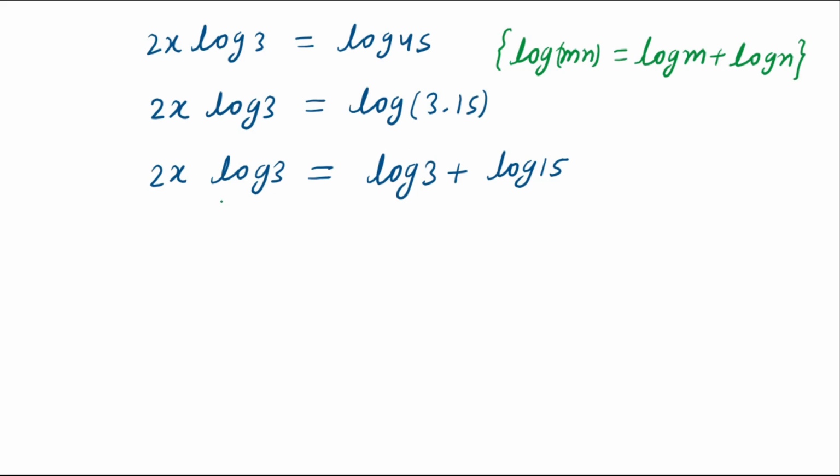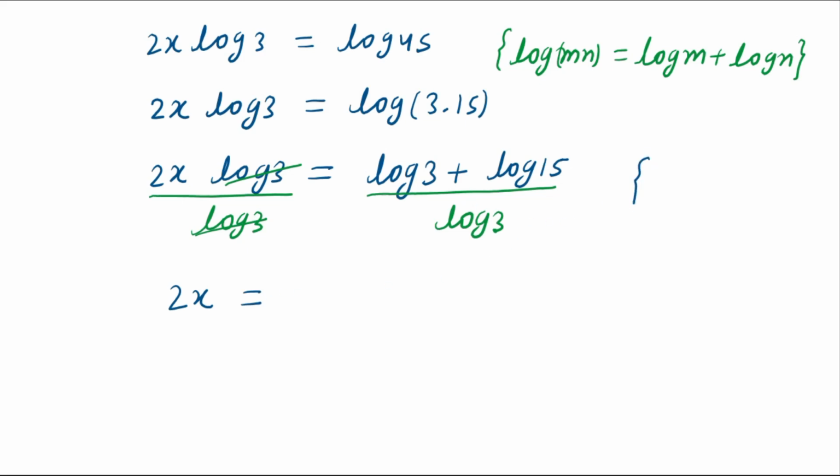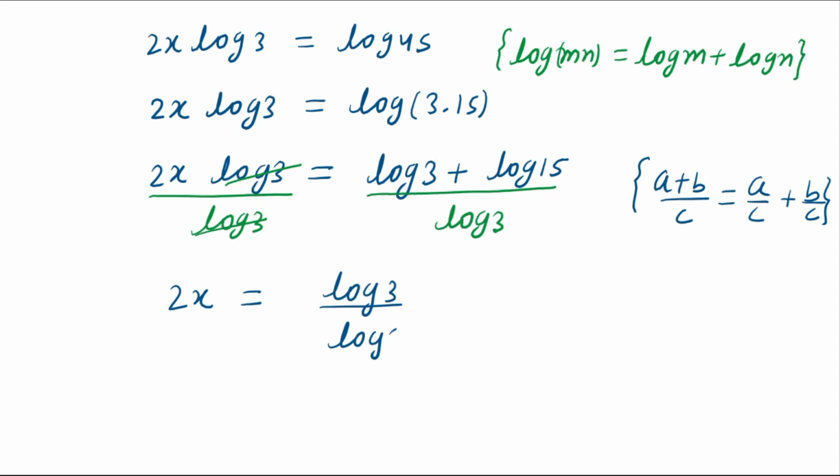Now divide both sides by log 3, and on the right hand side also divided by log 3. Then this log 3 and this log 3 cancel out. On the left hand side 2x, and on the right hand side we will apply this rule: a plus b over c is equal to a over c plus b over c. Then the right hand side is log 3 over log 3 plus log 15 over log 3. Then this log 3 and this log 3 cancel out.